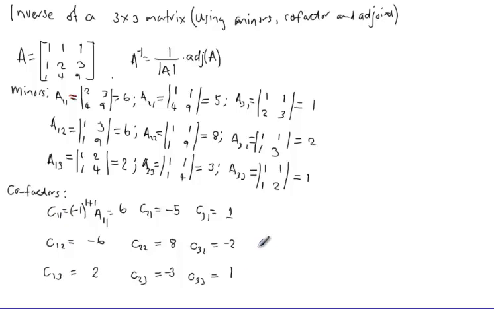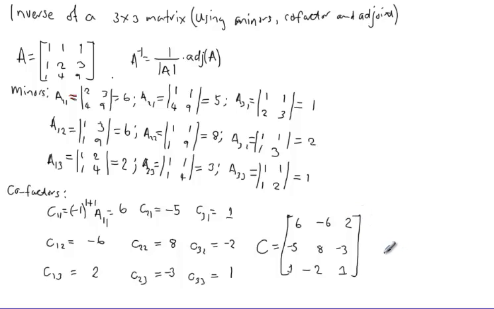We create a new matrix here, which we saw before briefly on that 2 by 2 system. That matrix is the matrix of the cofactors. It's going to be C11, which is 6, C12, which is minus 6, C13, which is 2, followed by minus 5, 8, minus 3. Then 1, minus 2, 1. Right. So then we've got that.